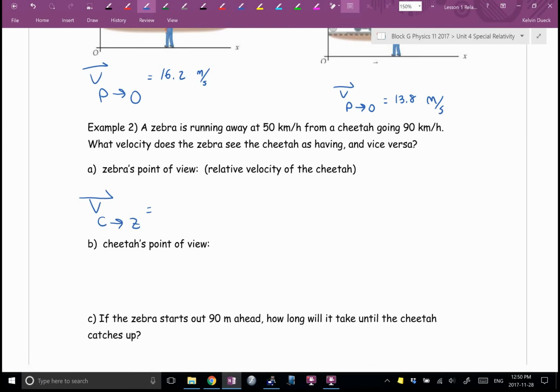Hannah? 40. Now let's imagine we're the zebra, and let's imagine the zebra has a rear view mirror. I know that breaks the... but let's pretend it does. What does it see? It sees the front, the head, the front part of the cheetah getting closer and closer and closer. It sees the cheetah running forwards. So we're going to say it sees the cheetah going at positive 40 kilometers per hour.